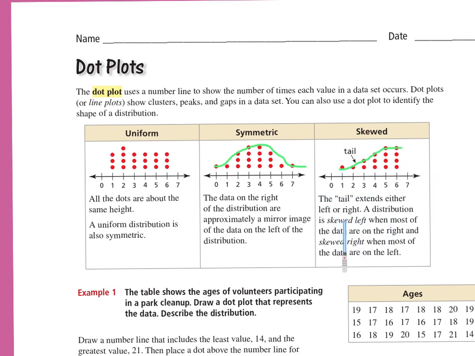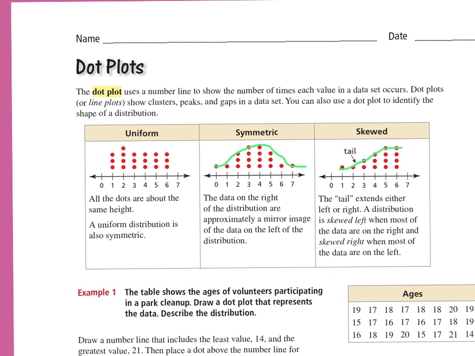A distribution is skewed left when most of the data is on the right. So all the data is on the right. Wherever the tail is, it's skewed that way. So this is skewed left. That's a concept that a lot of students struggle with. You look at the tail. If it's on the left-hand side, then the data is skewed to the left. Okay? So those are some of the things that you'll be dealing with today.